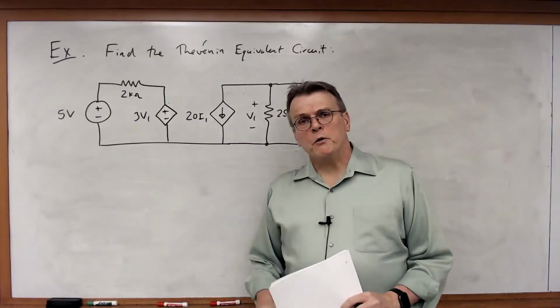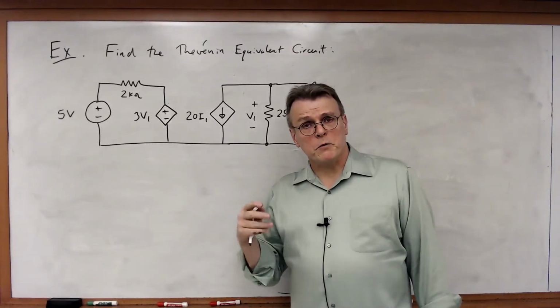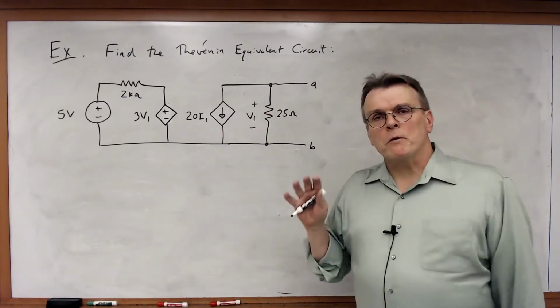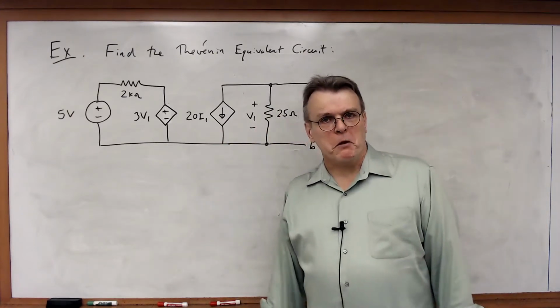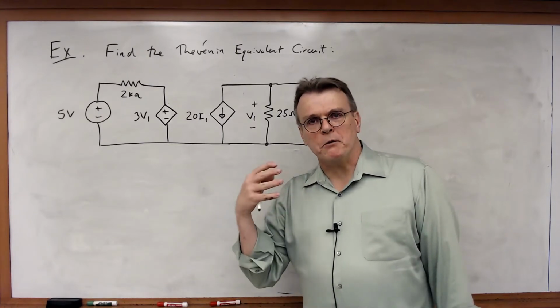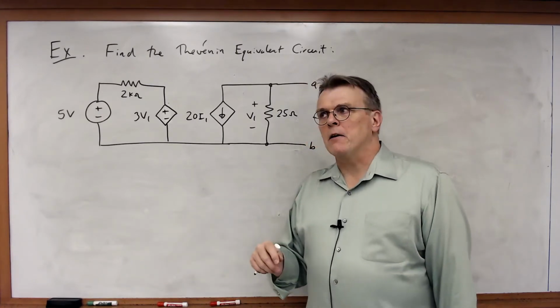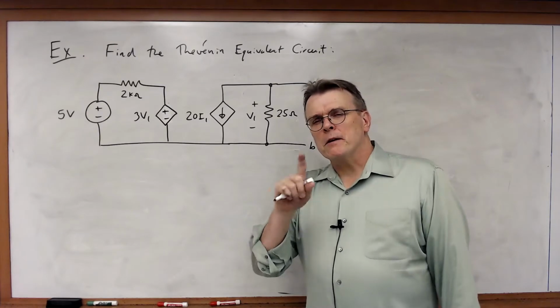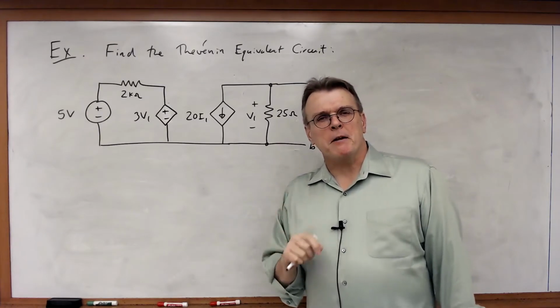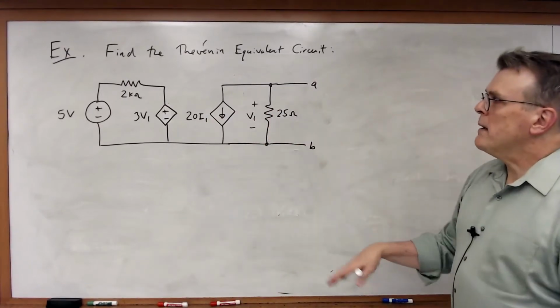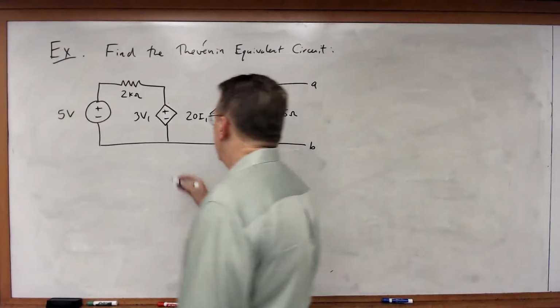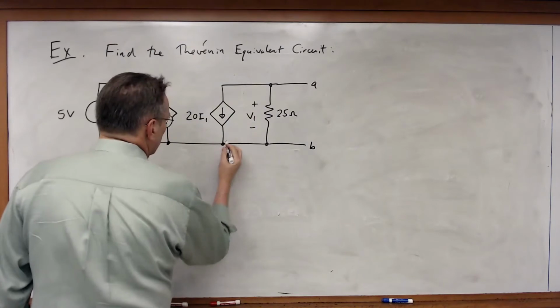Now that we've learned how to apply Thevenin's theorem to a circuit, let's look at a few more examples to illustrate some of the subtleties of nodal analysis and when you apply it to Thevenin's theorem. And also to look at some things about Thevenin's theorem that may not necessarily be obvious at first glance. So here we have an interesting circuit, and I want to find the Thevenin equivalent for it.